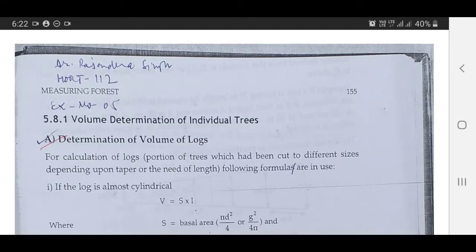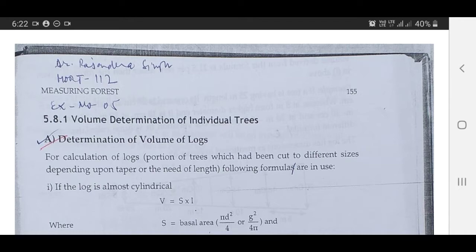Everyone, today's topic is determination of volume of logs. For calculation of logs, portions of trees which have been cut to different sizes depending upon taper or the need of length, the following formulae are in use.